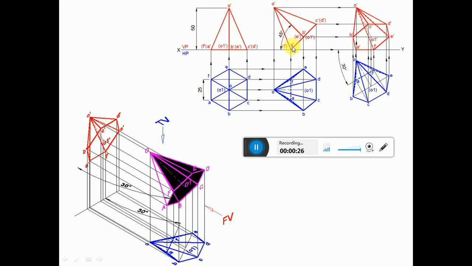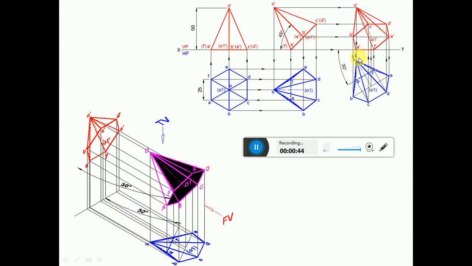You can see that the two endpoints of that line A dash F dash are on the horizontal plane. So that means it is parallel to HP, and we will be able to see the true length in HP. What is going to be the true length? The true length is going to be the 25 mm side.